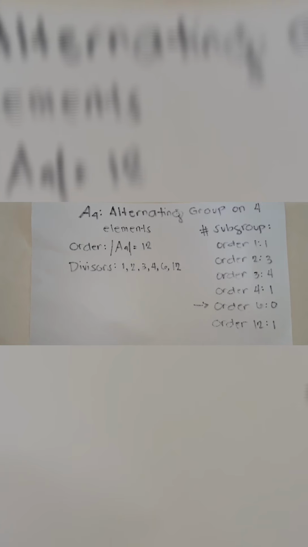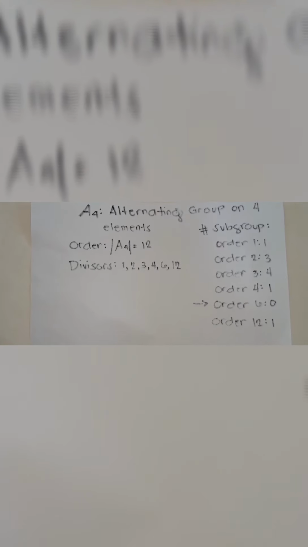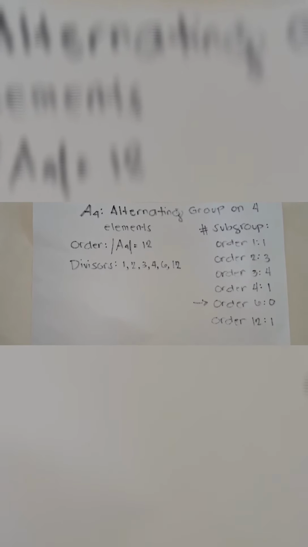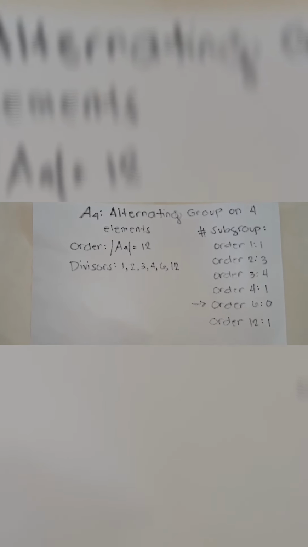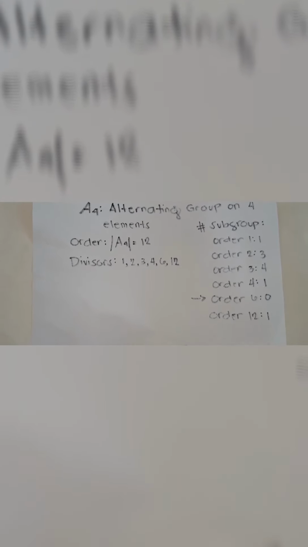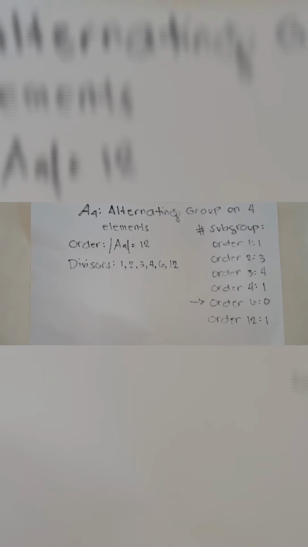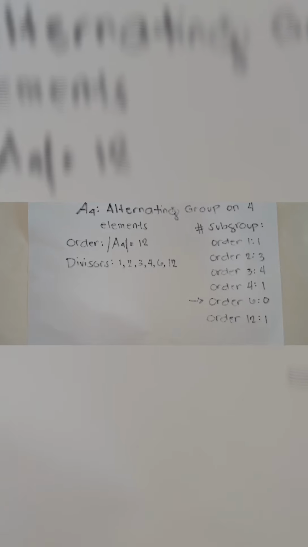And now we have the elements and then the number of subgroups. The absolute value of A4 is equal to 12. Why? Because the divisors are 1, 2, 3, 4, 6, and 12. The number of subgroups of order 1 is 1, of order 2 is 3, of order 3 is 4, of order 4 is 1, of order 6 is 0, and of order 12 is 1.